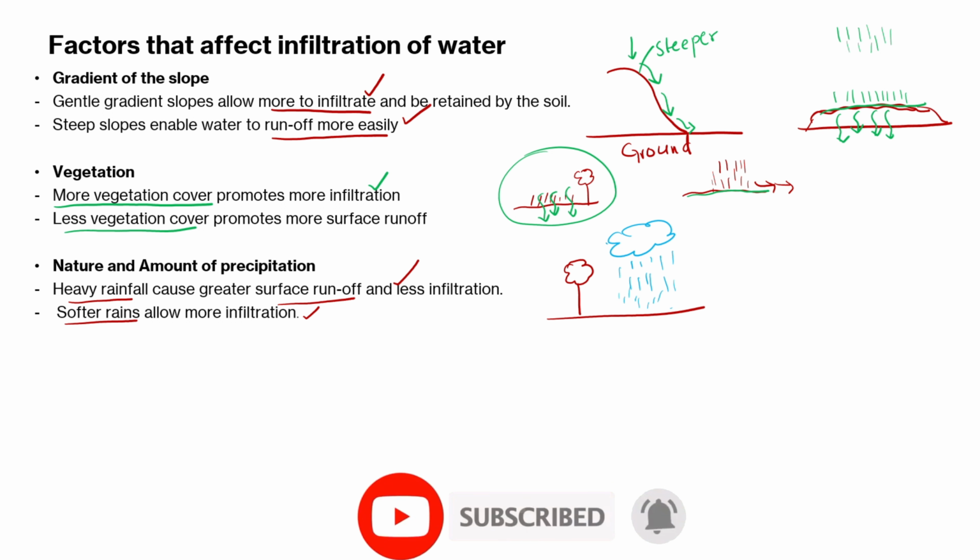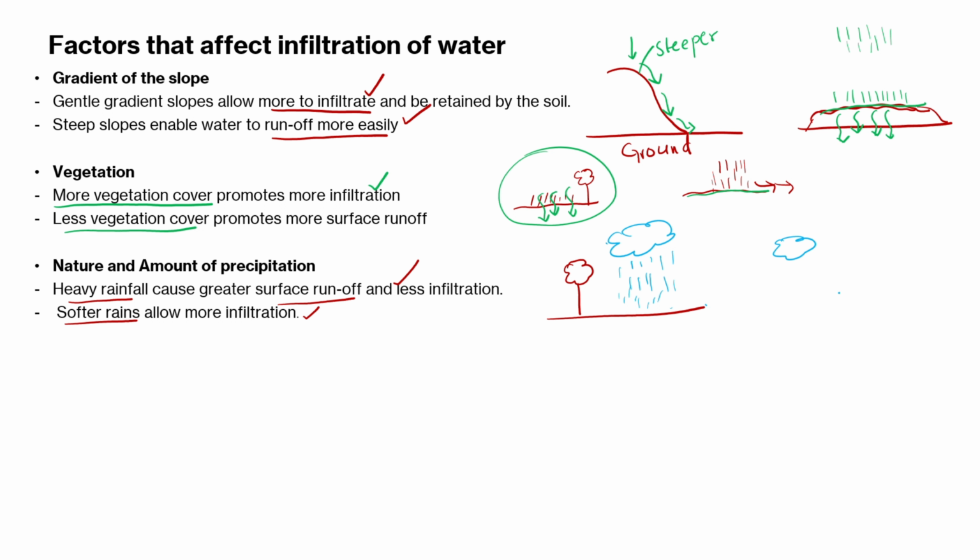But if you have got softer rain, remember that if there is heavy rainfall, there will be a lot of water. So that water would not have enough time to infiltrate. So there will be more runoff if there is heavy rainfall. But if there was light rainfall, let's just say it is just a small cumulus cloud bringing a softer rainfall, there will be less water to run off and there will be more infiltration. So the nature and the amount of precipitation affects the infiltration rate.